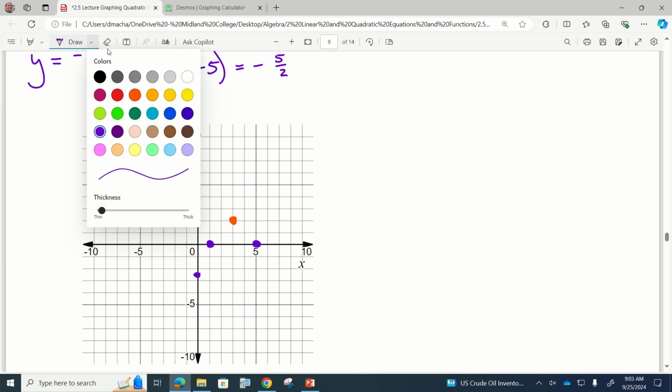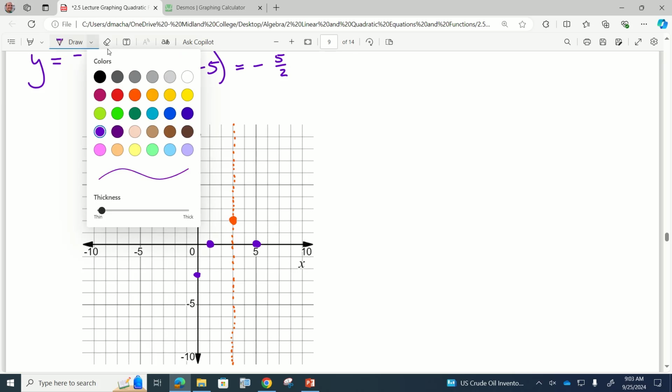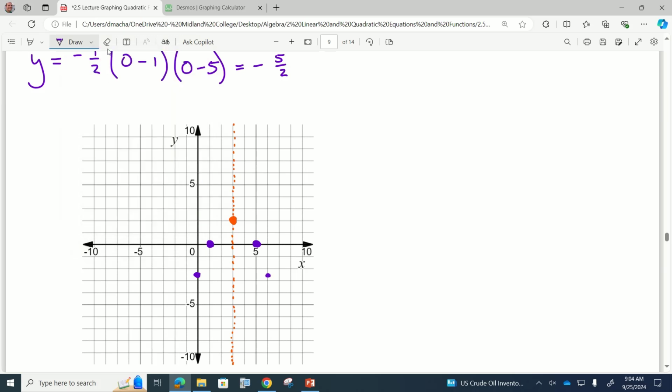I'm going to go ahead and draw my axis of symmetry. My axis of symmetry is a vertical line that passes through the vertex. And after I draw this axis of symmetry, I get a bonus point by taking my y-intercept and putting another point at the same location vertically and the same distance away from the axis of symmetry. Now I've got 5 points, and I can connect my dots like this.